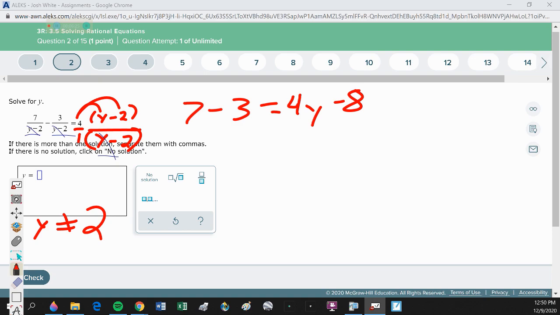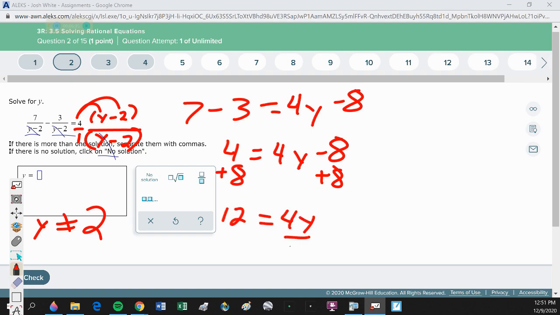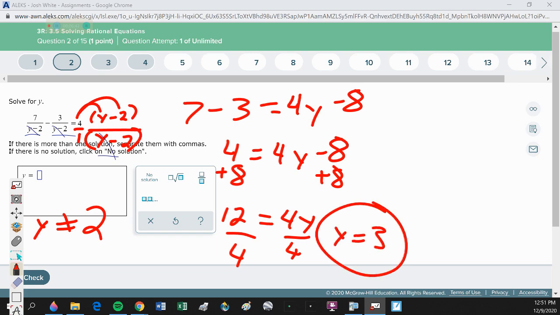Is anybody confused? All right, 7 minus 3 is 4. Add 8. 12 equals 4y. Divide by 4. Y equals 3. Is that an okay answer? Yes, the only answer that is not allowed is 2. So the answer is 3.